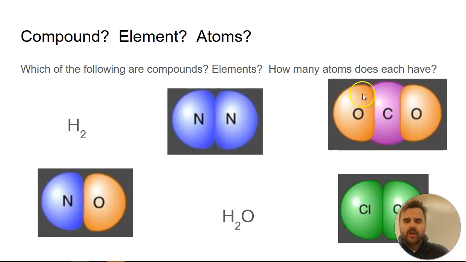Over here we have carbon dioxide, well known. That is definitely a compound. And then of course, chlorine and chlorine bonded together is an element. That is another one of the diatomic elements, meaning 2 atoms, elements that always come bonded together in pairs of 2 atoms.